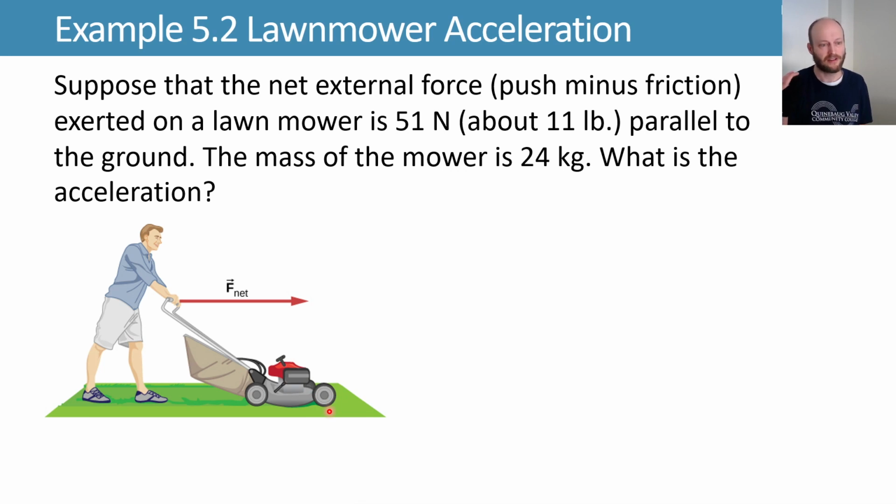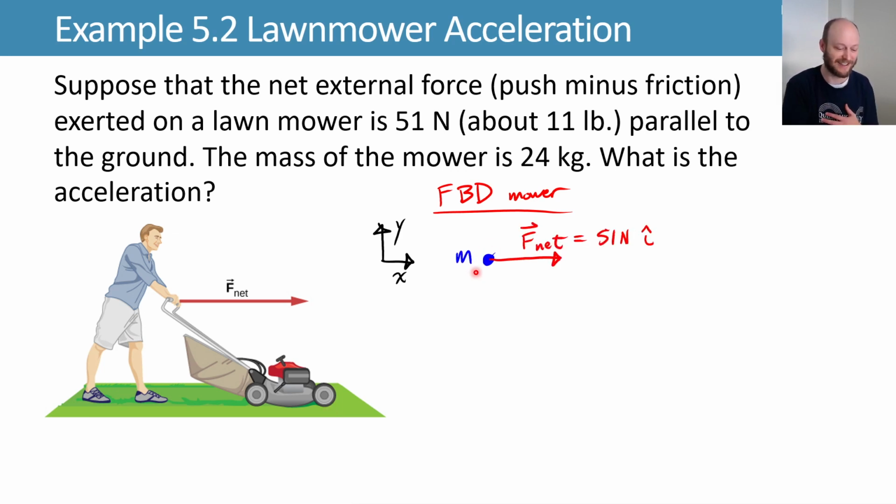We start by drawing a free body diagram of the lawnmower. We'll have some axes, x and y, and then we'll include the object and the force acting on it. Again, since I'm not a great artist, I'm just going to draw this lawnmower as a dot and call it a mass m, and then we'll say that the force that's acting on it is that 51 newtons in the x direction.